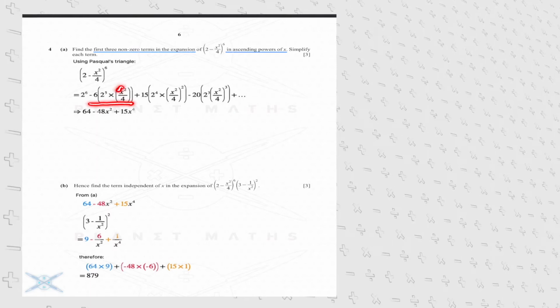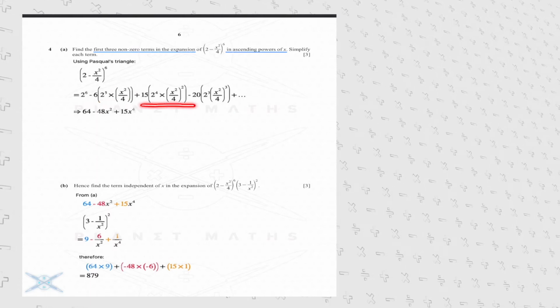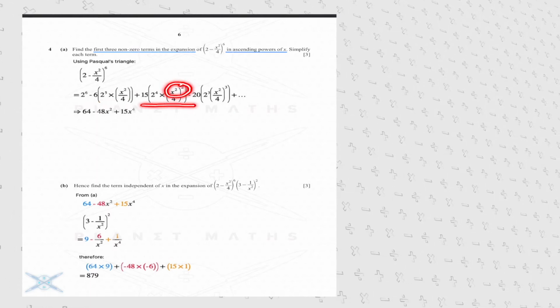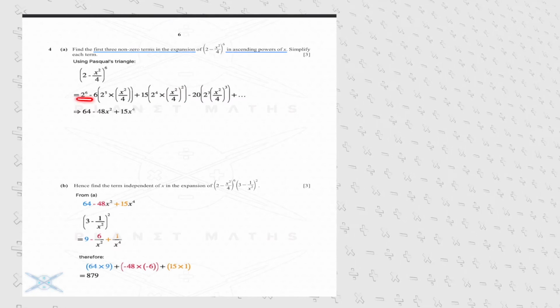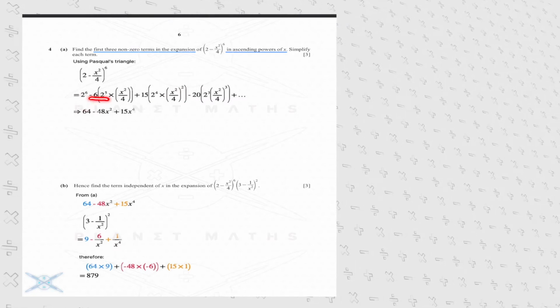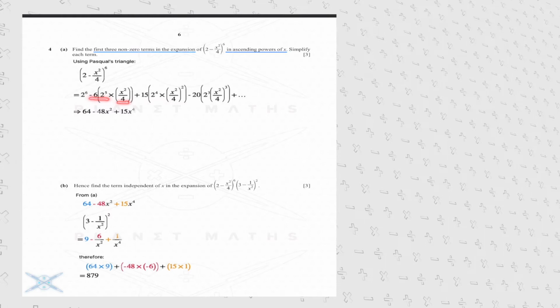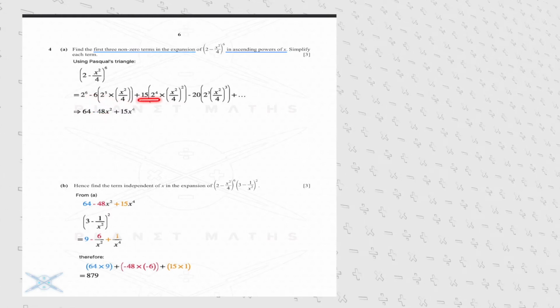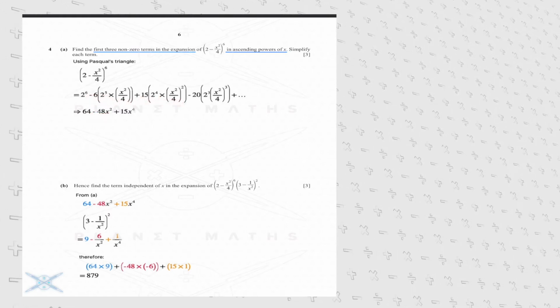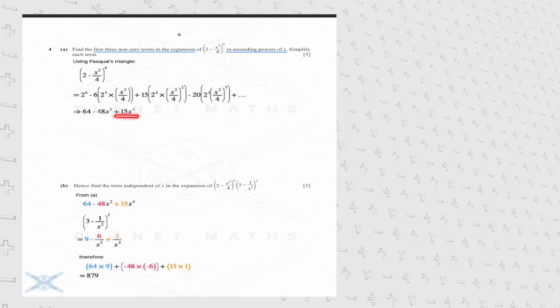The second summand relates to x squared, and the third one relates to x to the power of 4. Summing everything up, 2 to the power of 6 equals 64. Consolidating our numbers here to negative 48x squared. The same thing for the third expression, which consolidates down to the expression of 15x to the power of 4.